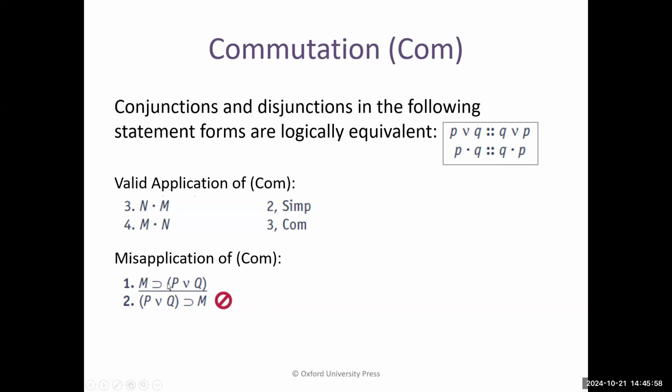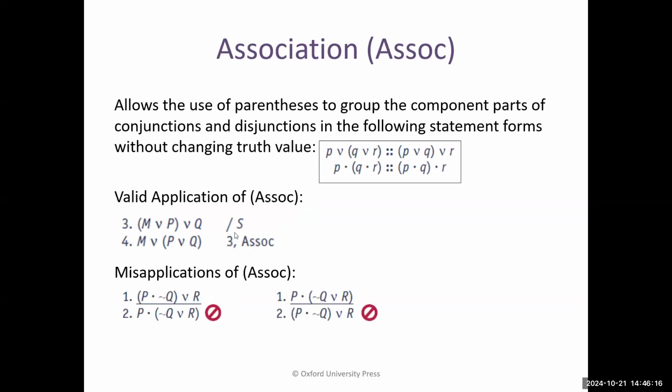How did they screw it up here? Oh, you can't do commutation, friends, with a horseshoe, because the different sides of a horseshoe are like two totally different worlds. I mean, don't do that. You can't just swap those consequents and antecedents back and forth. Commutation only works with a disjunction or a conjunction, with a wedge or a dot.